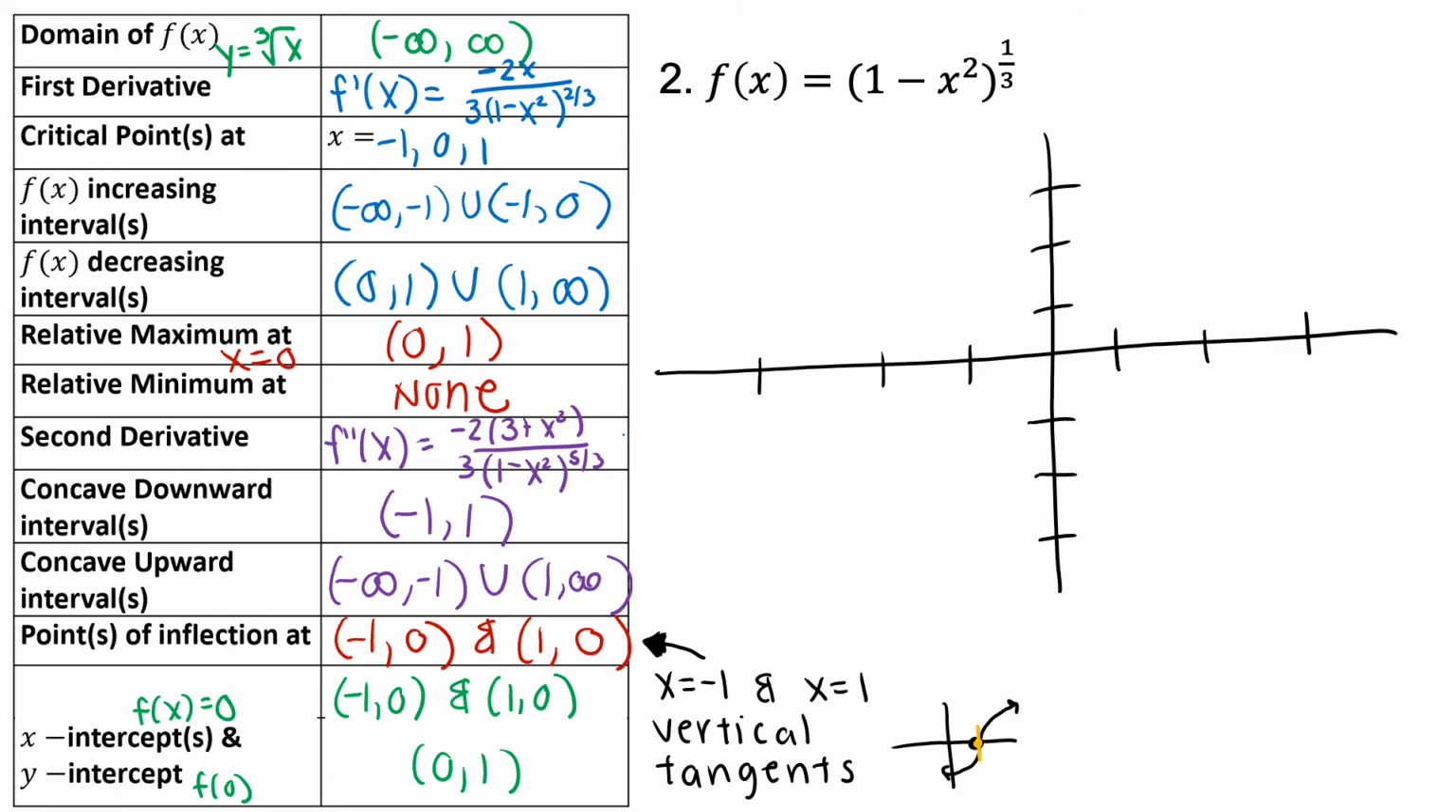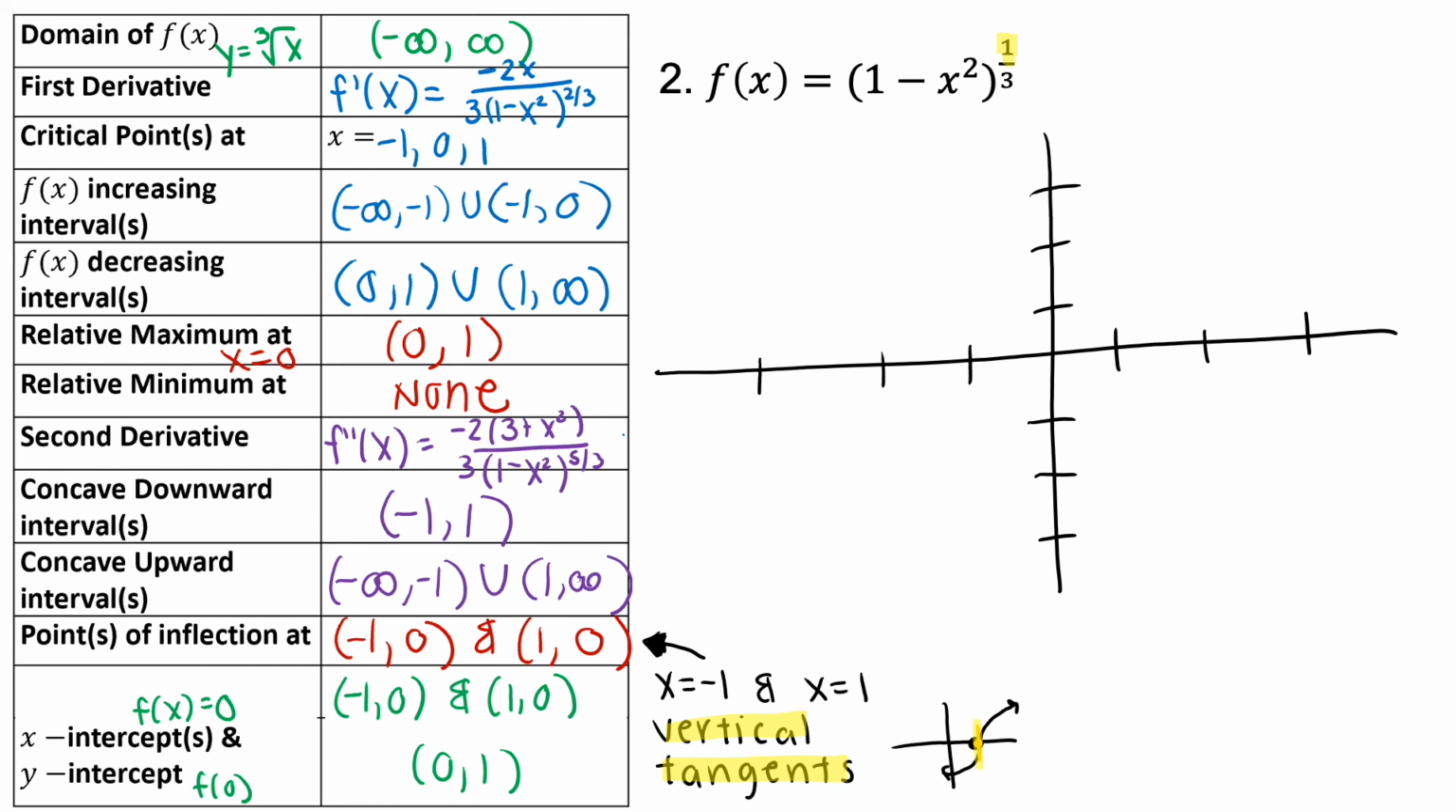Okay, so now we're going to take all of that information that we just found, and we're going to sketch a graph. Before we do so, I just want to reiterate that x equals -1 and x equals 1 are vertical tangents because of the odd numerator of that exponent. And then I just have a quick picture here of a sample of what that looks like on a graph.